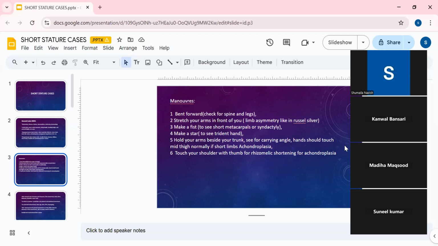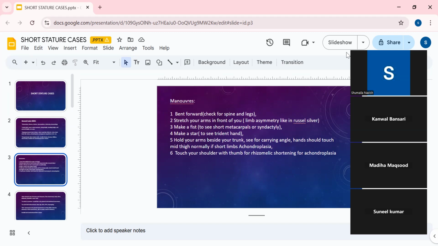Then the fifth maneuver would be, you will ask the child to stand with arms beside his trunk, okay. This way you are checking his carrying angle as well, and you are seeing where the hands are coming in proportion to his legs, okay. Are they coming to the mid thigh? Normally a normal person's hands will reach the mid thigh. So maybe it is short, longer, whatever it is, you can comment on it.